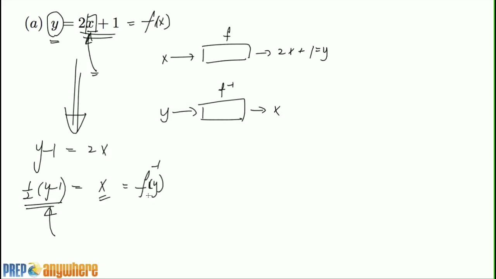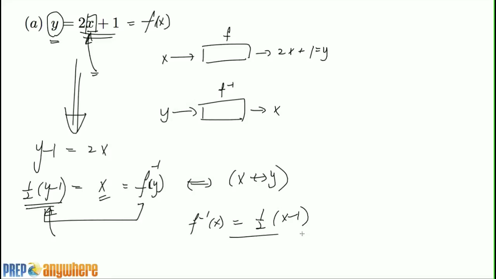Now when we talk about functions, we like to properly talk about the input as the x variable. So the final step we need to do is switch the x and y variables. And from these two, we get f inverse of x, because now y becomes x, since x is the standard for the input, and the output is half of x minus 1. So this is the inverse function.